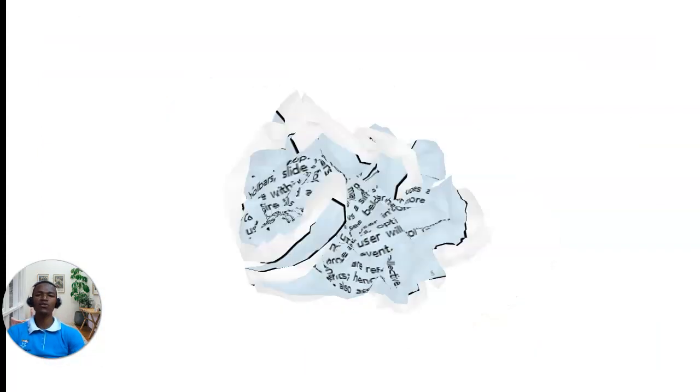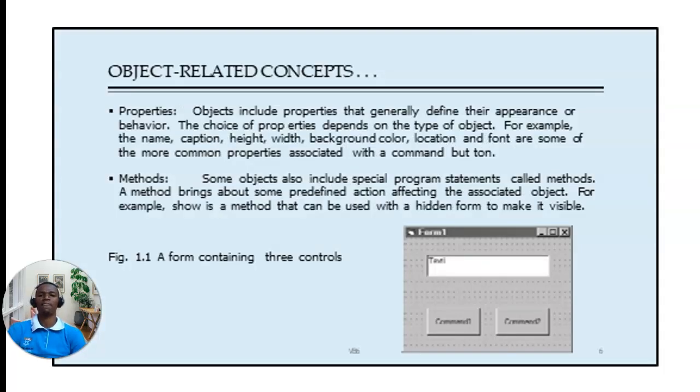Now let us look at what we refer to as properties. Properties generally define the appearance of an object's behavior. The choice of properties will depend on the type of the object that the user wants. Maybe you can define, for example, the name, the caption, the height, width, background color, location, and so on.